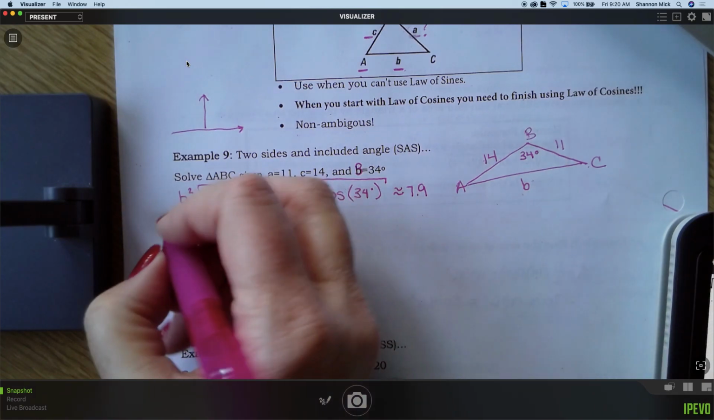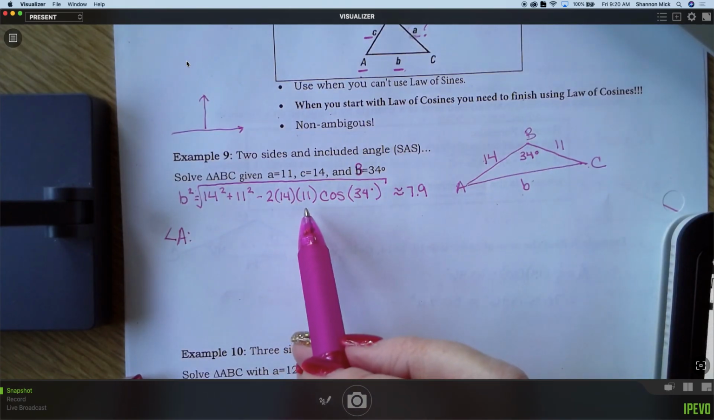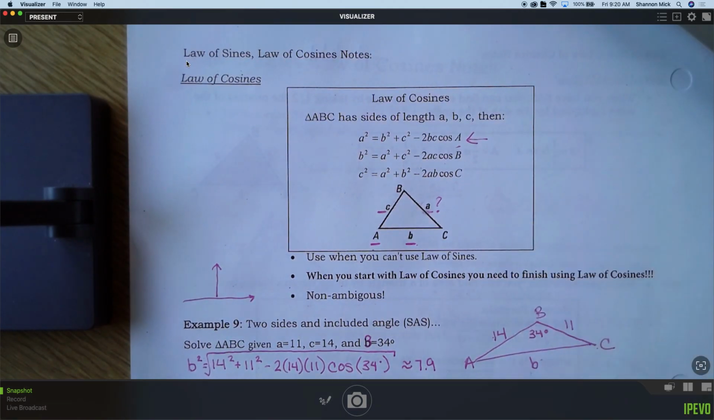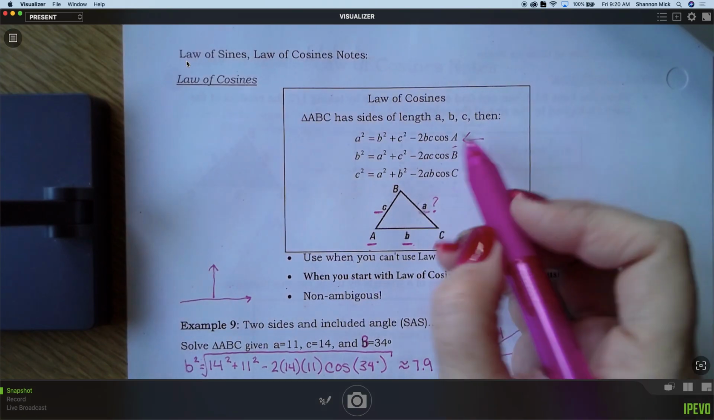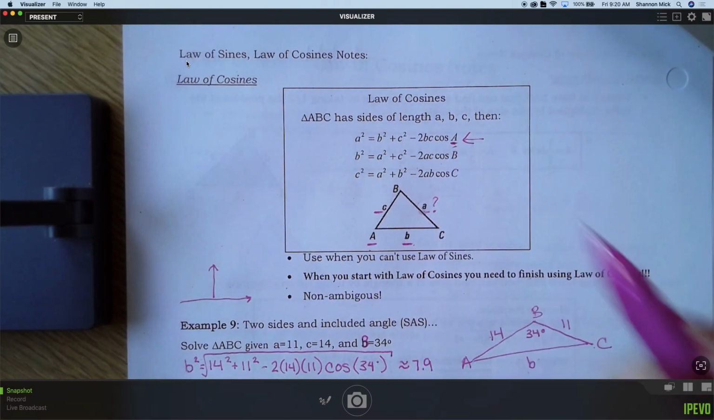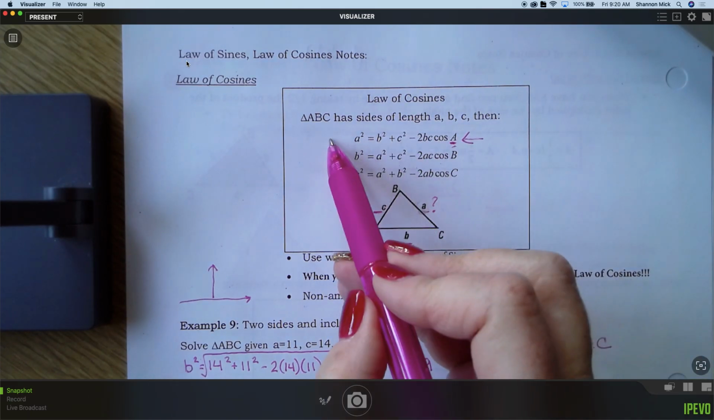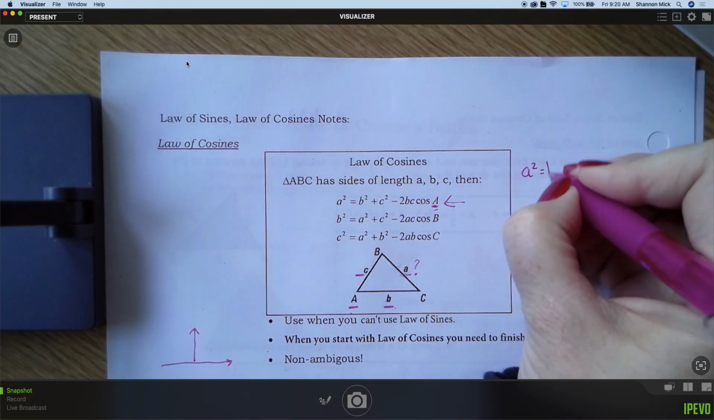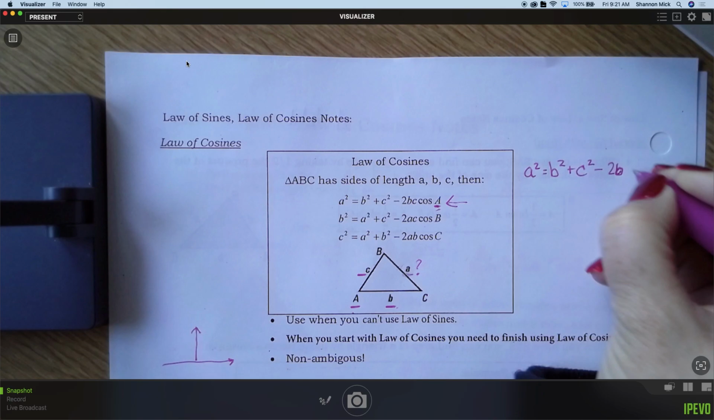Angle A or C. So let's start with angle A. So remember, if I start with law of cosines, I have to stick with it, correct? So let's go back up here and look at these a second. Okay, so if I need A, yes? So I need to rearrange this, don't I? So how would I move these things over? How would I move B? Subtract them. So I have A squared equals B squared plus C squared minus 2BC cosine of A, right?